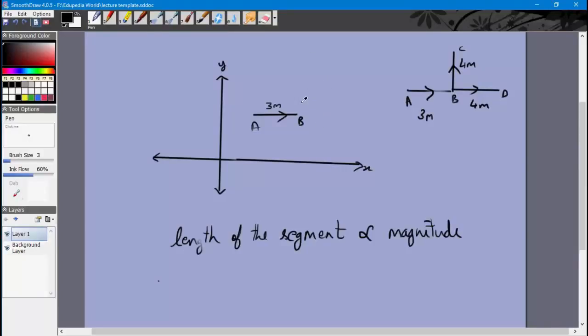We can just draw it here. And if this is a length of 3 units, then this has to be a length of 4 units to signify that it's a displacement of 4 meters. Right. So the general way we specify these vectors is in terms of their magnitude and direction. But how do you specify the direction?